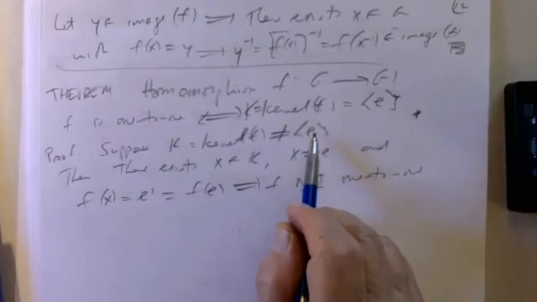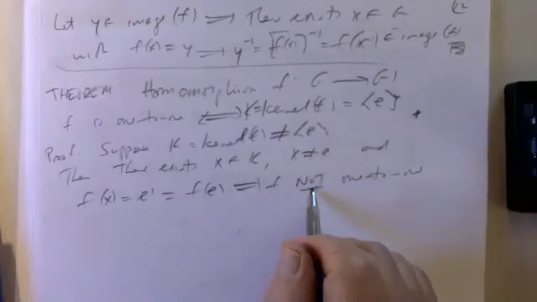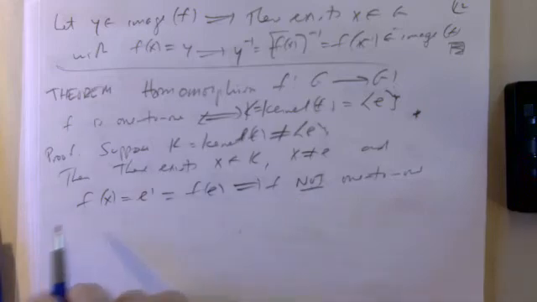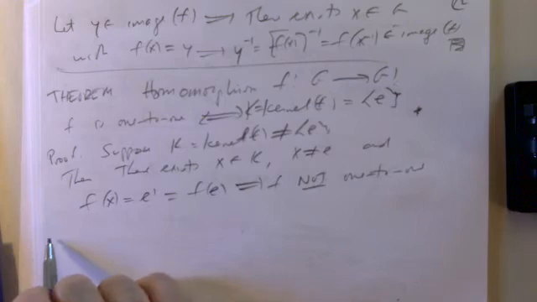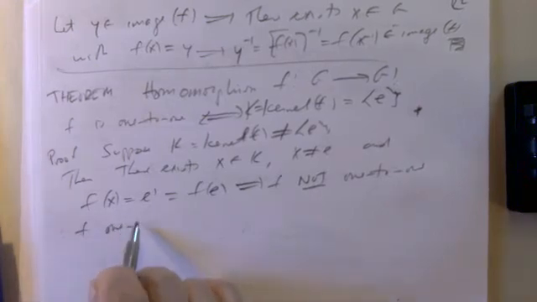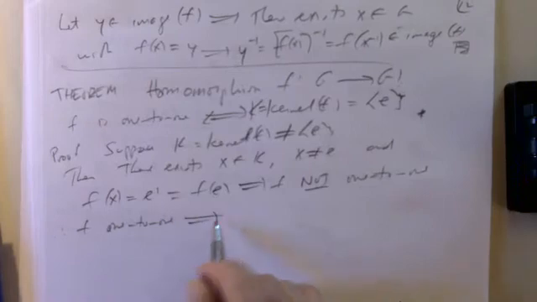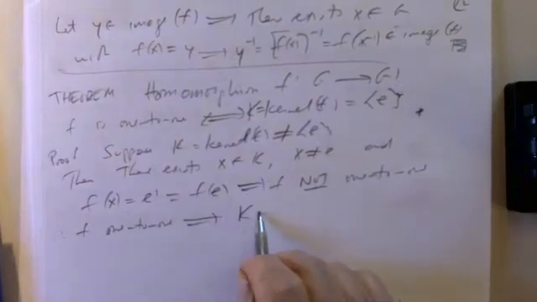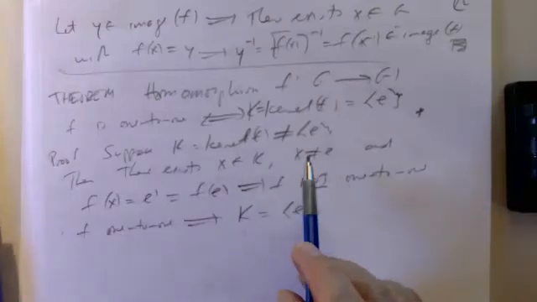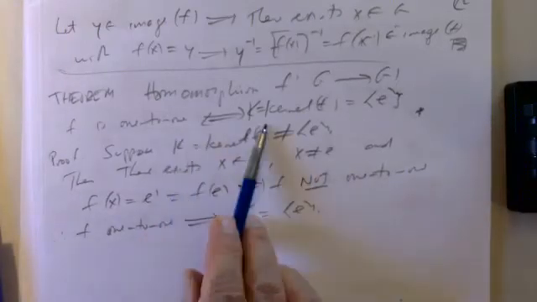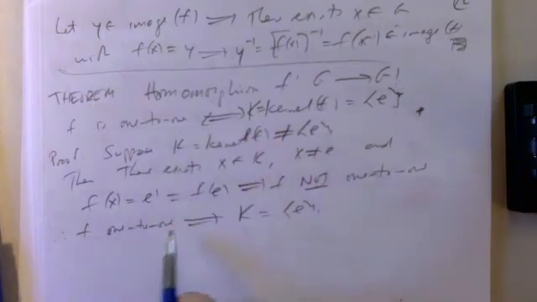So if the kernel of f is different from the identity, the homomorphism f is not one-to-one, or the contrapositive is: f one-to-one implies that K, the kernel, consists of just the identity. So this is the left to the right part of this if and only if statement. Right? I just proved that. If f is one-to-one, then the kernel is the identity.